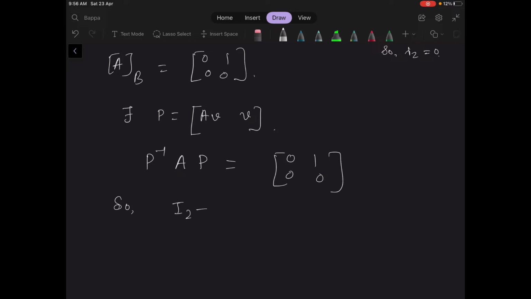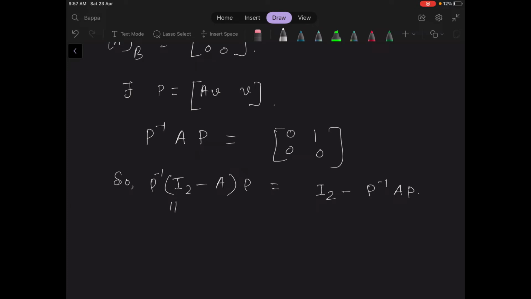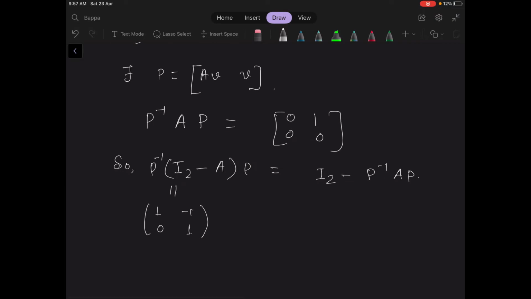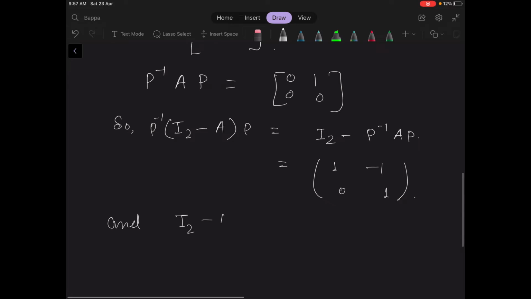Now I2 minus A: P inverse times this times P equals I2 minus P inverse A P. But this, you look at, this is going to be minus 1 0 1. So it's not that guy, it is this guy. So this is 1 minus 1 0 1, and I2 minus A is equal to P times 1 minus 1 0 1 times P inverse.